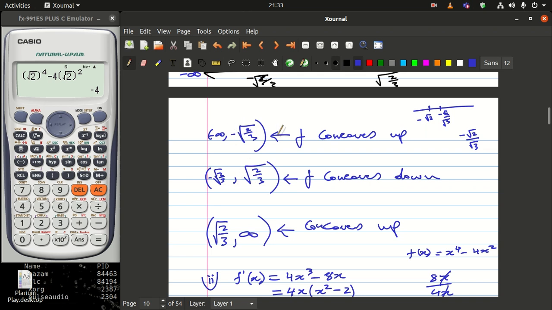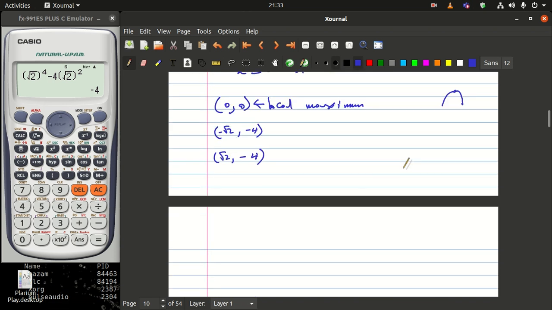It is there where we have concave up. Concave up is like this. So this point is somewhere there. So we have a local minimum.